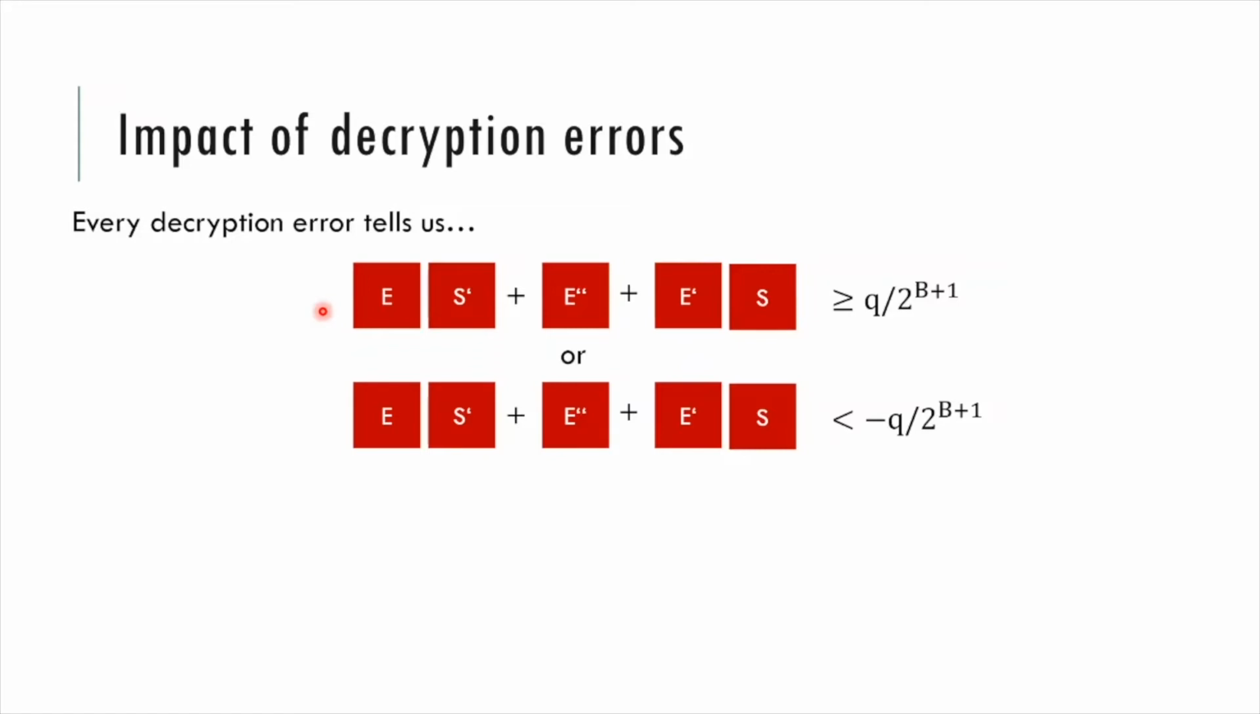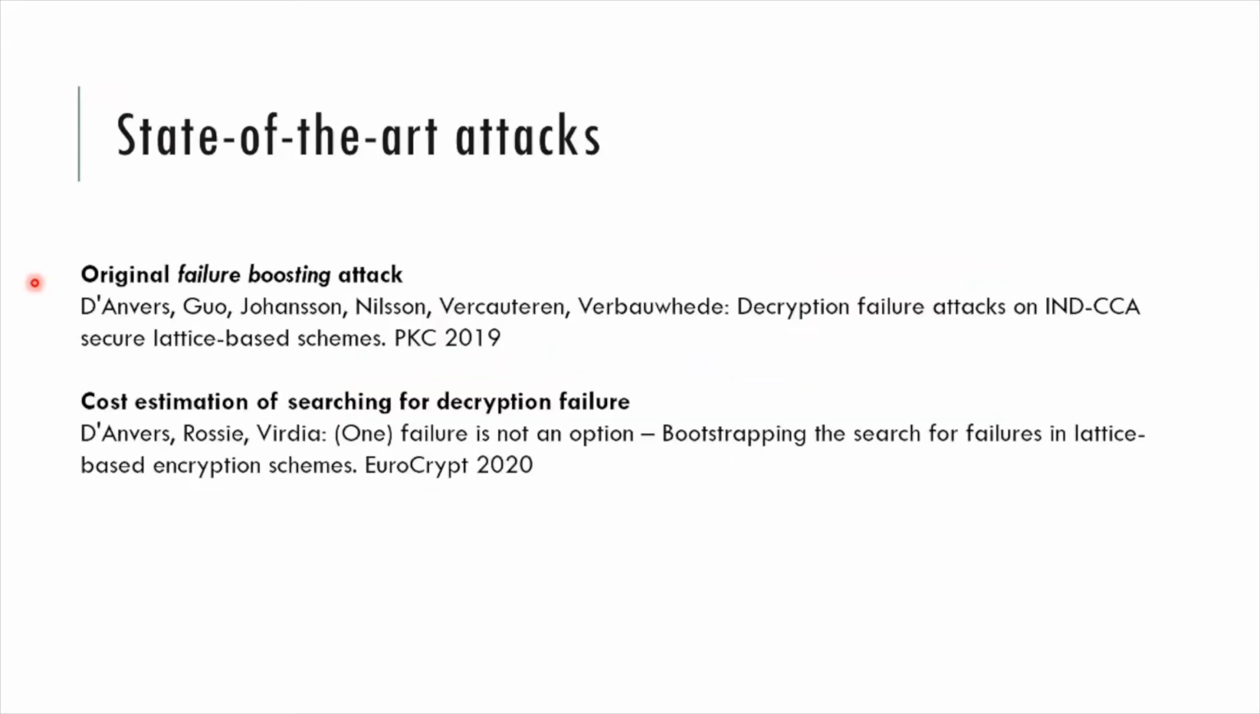That said, an attack could try to trigger a decryption error with higher probability. And indeed, this is what the original so-called failure boosting attack does. It was published at PQCrypto in 2019. Another interesting work from Eurocrypt 2020 shows that after one decryption failure is found, it actually gets easier and easier to find more decryption failures. So really, decryption errors should be prevented.